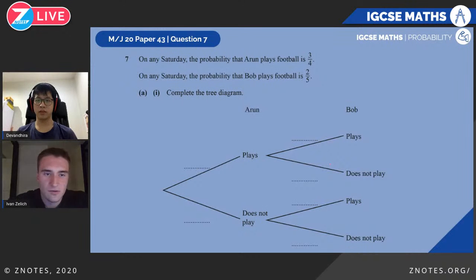Okay, so now we have to complete the tree diagram, and the details are that on any Saturday, the probability that Arun plays football is 3/4. On any Saturday, the probability that Bob plays football is 2/5. Complete the diagram.